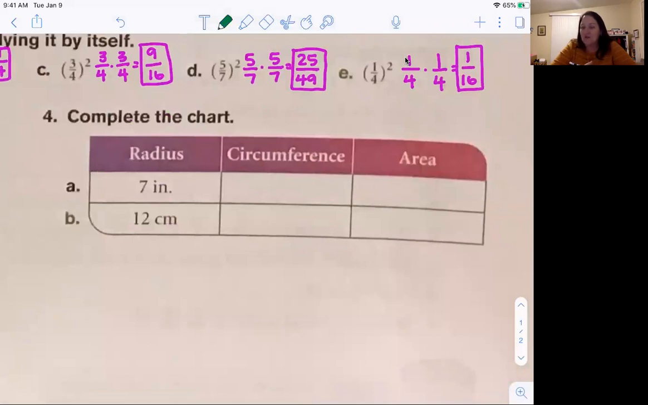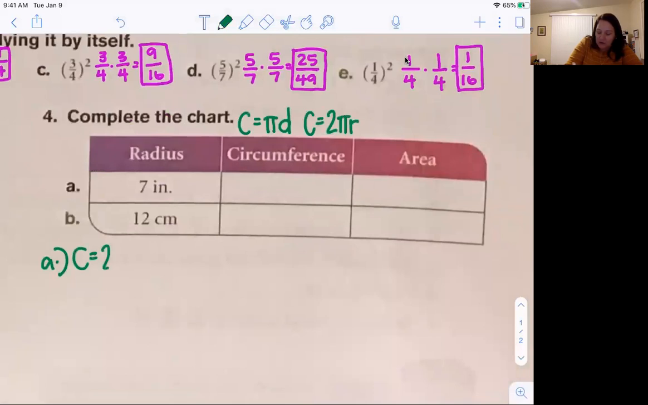What can I do for circumference? There's 2 different formulas you can use for circumference. Circumference equals, that's right, pi times diameter, or circumference equals 2 times pi times radius. Well, my favorite is pi times diameter, but they've only given us radius. How can I solve that? Could I just use 2 times pi times radius? I can. I'm going to go ahead and do that. So letter A, I have circumference equals 2 times pi times radius.